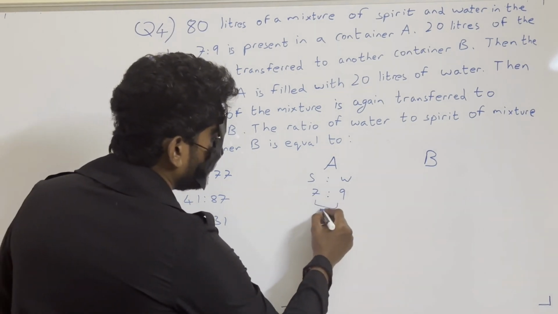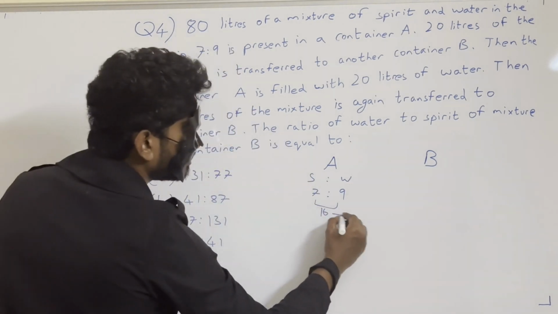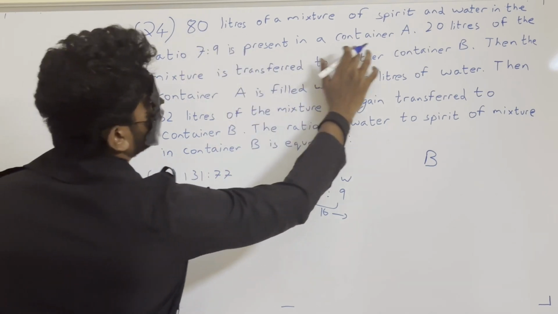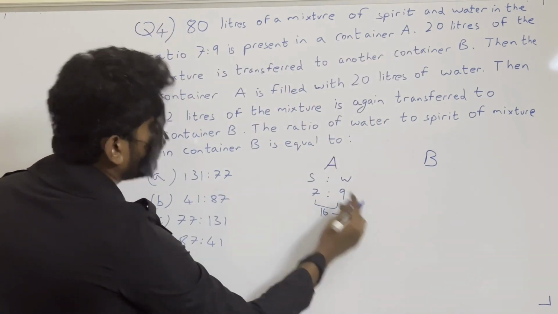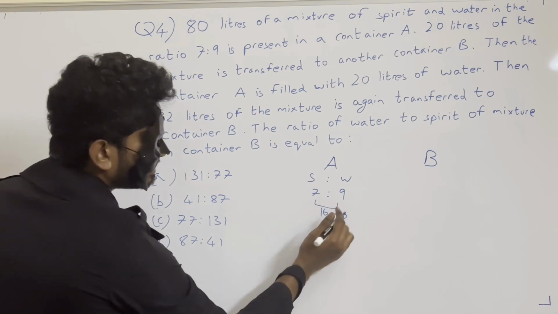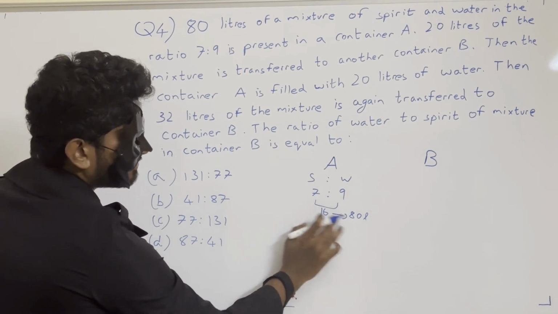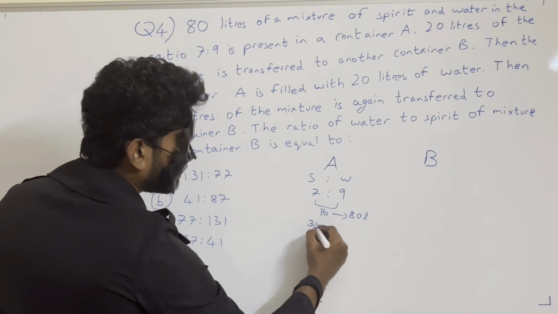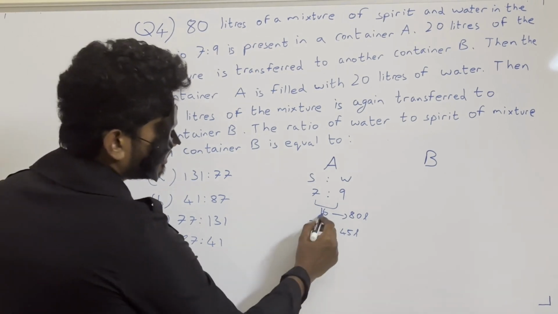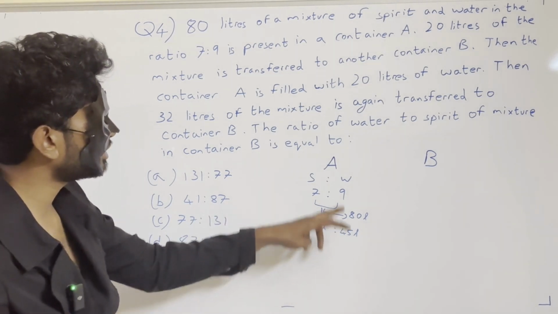Total this adds up to be 16. This total 16 is nothing but equal to 80 liters, because 80 liters of mixture is present in this container A, which is also in the ratio 7:9. So this 7 and 9 add up to be 16. This 16 ratio is nothing but equal to 80 liters. So 16 fives are 80. So this will be nothing but 35 liters of spirit and 45 liters of water, because 16 into 5 is equal to 80, right? In container A, 35 liters of spirit will be there and 45 liters of water will be there.